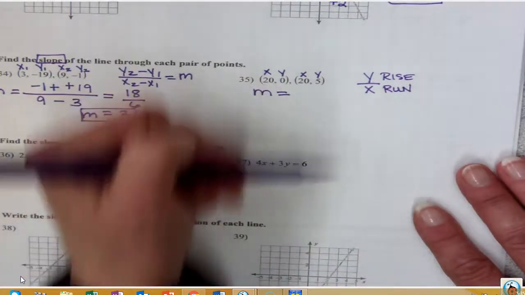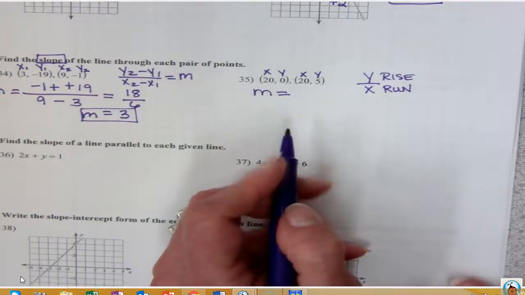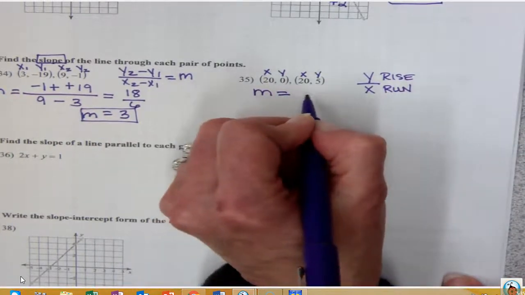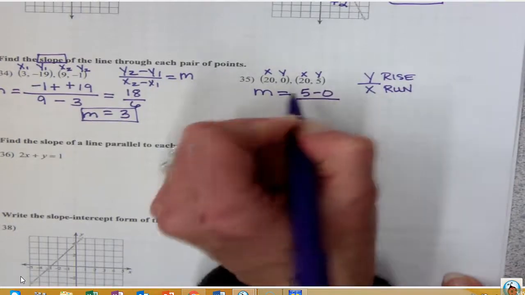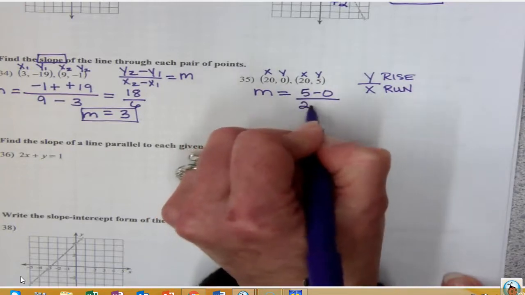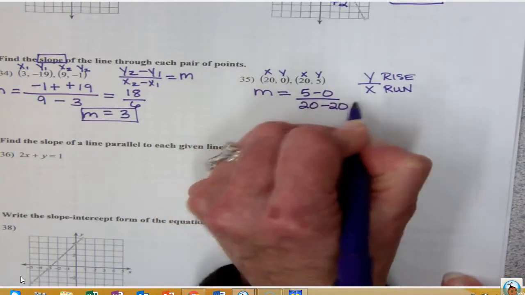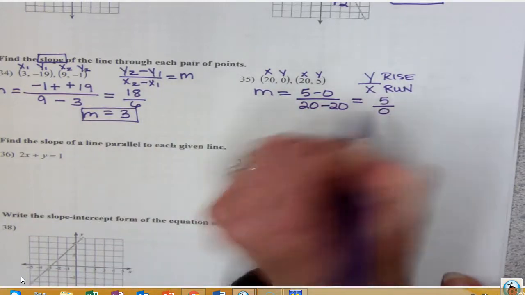The y value is what goes up and down. The run goes across. Make sure your y is on top of your run, or your x. So 5 minus 0 is my y values. 20 minus 20 is my x values. So I get 5 over 0.